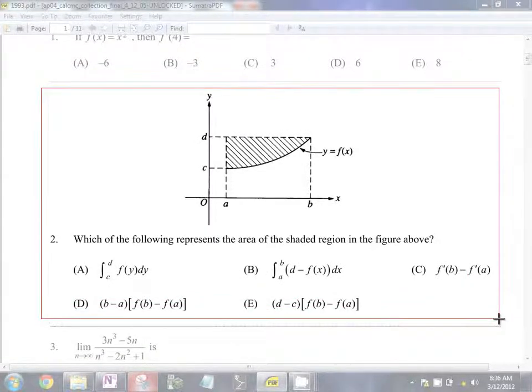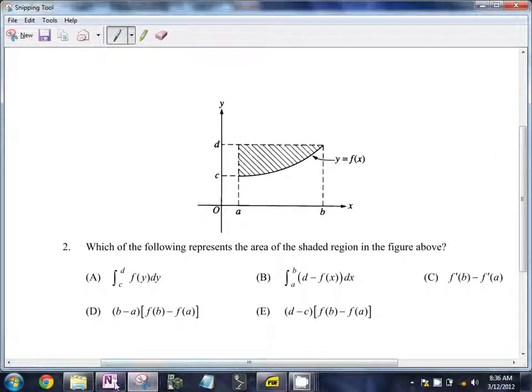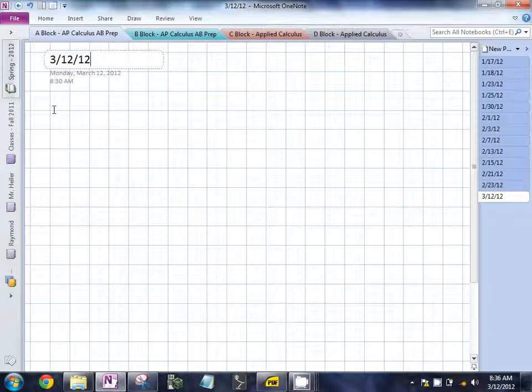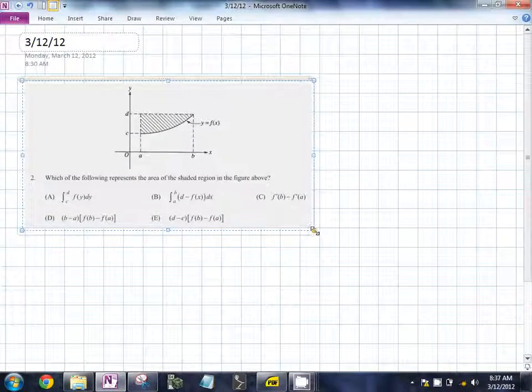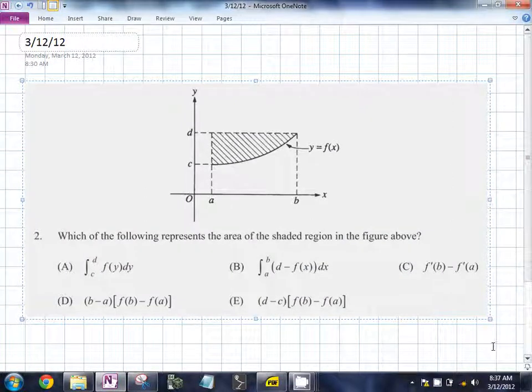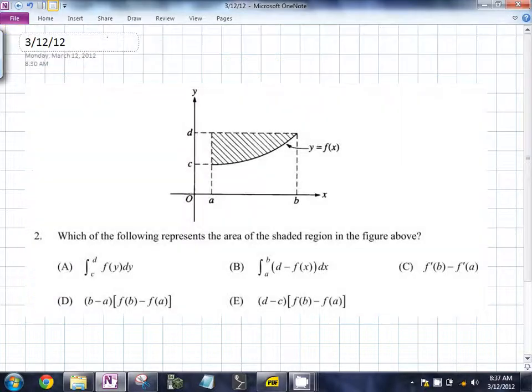Which one of the following represents the area of the shaded region? Well, that's nice. You can do shaded region areas, can't you? Now, is it asking you to actually find an area? Is this a definite integral? No, it's not a definite integral.